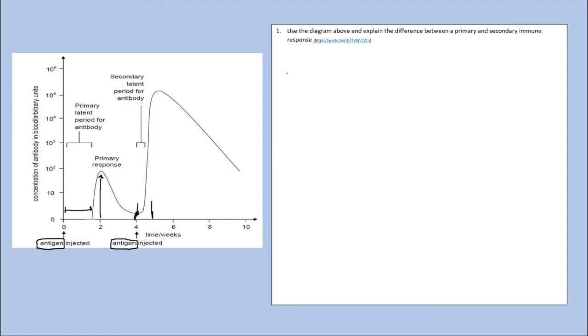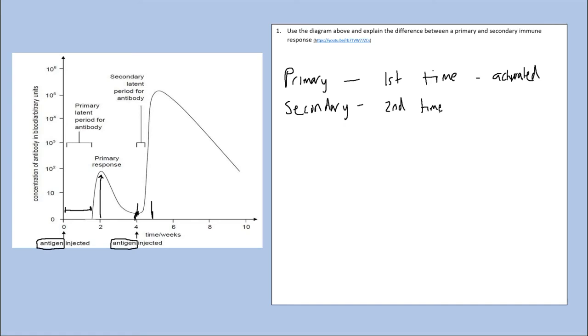So the primary immune response happens when the immune system encounters an antigen for the first time. That's when the naive T cells and the naive B cells have to get activated, and they have to go through all those checks and balances in order for it to start to work. The secondary immune response is the second time and any other subsequent time when the specific immune system encounters those pathogens.